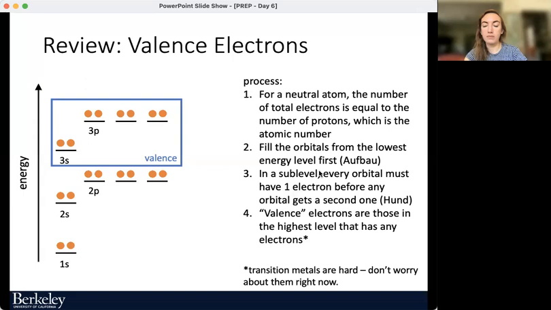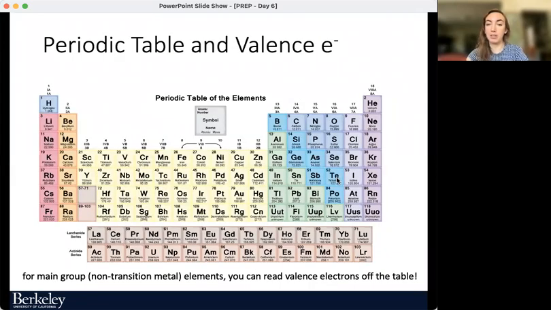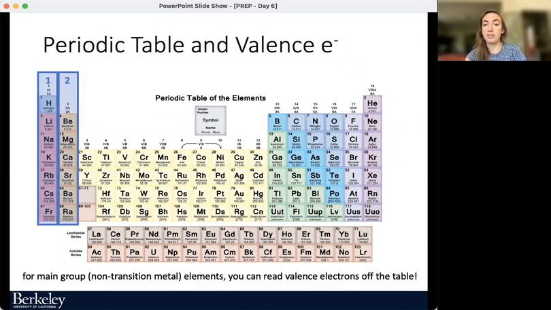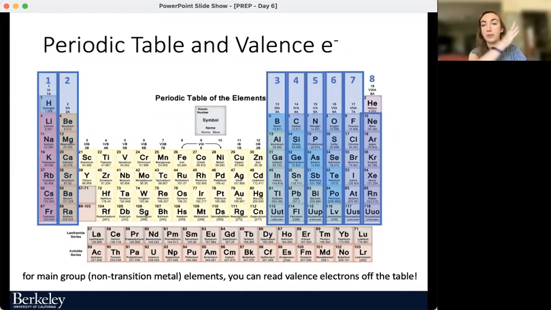Okay. So this is useful because these orbitals are important. But if all you need is the number of valence electrons and you don't care about 3s versus 3p or anything like that, you also, for the main group elements, can just get the number of valence electrons off the periodic table. So this first column has 1 valence electron, 2 valence electrons, and then 3, 4, 5, 6, 7, 8 on the other end of the table.